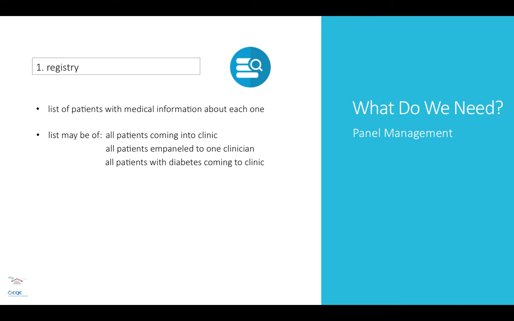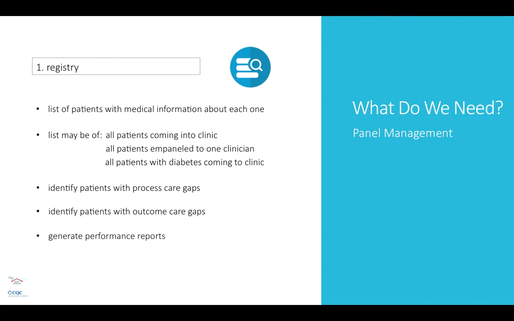A registry can be searched to identify patients with care gaps. That is to say, patients who are overdue for things like mammograms, immunizations, or diabetic foot screenings. The registry can also identify patients not in control of their blood pressure or blood sugar. Registries can generate reports on how well each clinician or the entire clinic is performing on these preventive and chronic care measures. They can also generate reports on care gaps for any given patient.